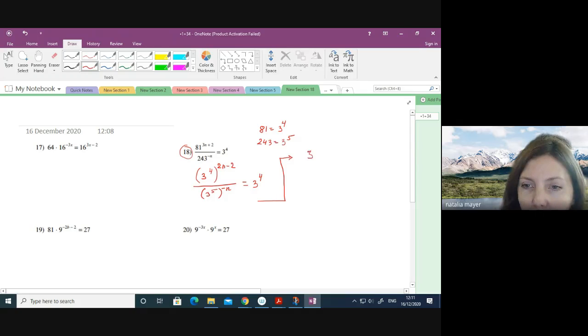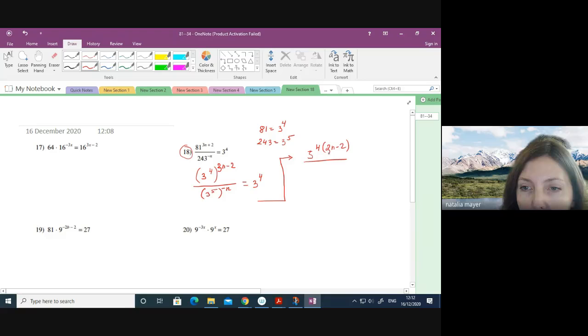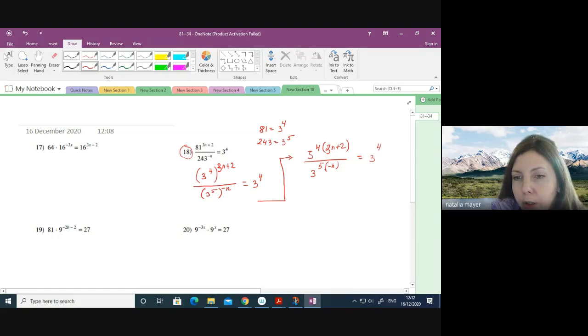Okay, so it's going to be 3 and then 4 bracket 2n minus 2. Miss, it's 3n, like in the question. 3n. Okay, yeah, thank you. 3n plus 2. Okay, thank you. Plus 2. Okay, and then down we have 3 and then 5 times negative n. Okay, all of this is equal to 3 to the power of 4. Okay, so now we have an option. We can either simplify the exponents or you can apply the division law right away, right? To have a single exponential expression. So if I want to apply the division law, how will the left side look like at the next step?